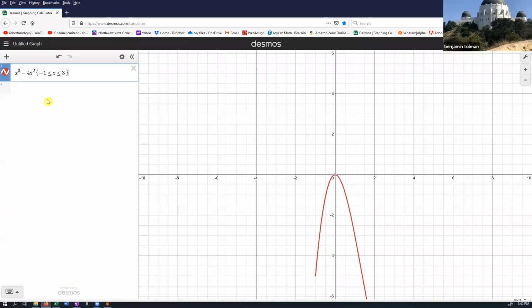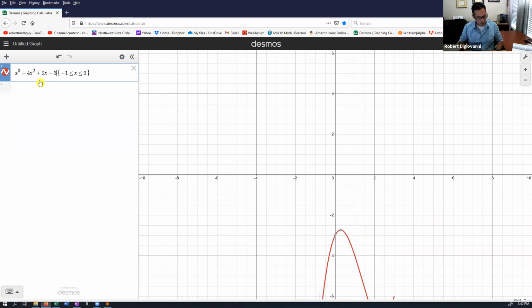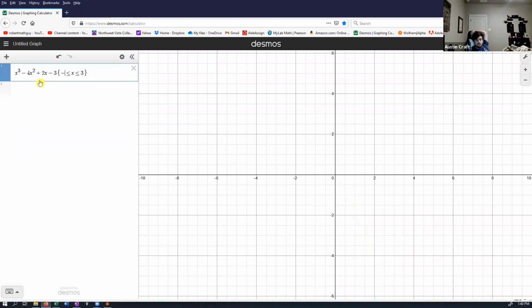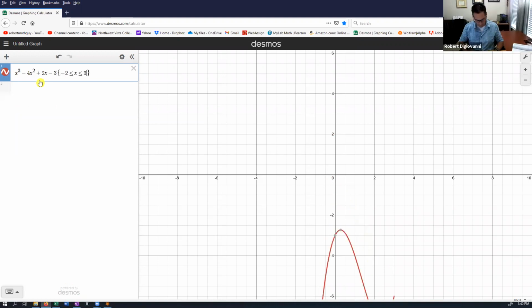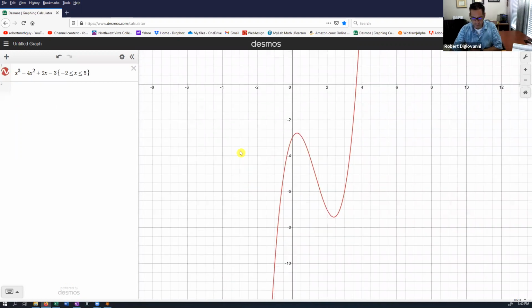Plus 2x minus, plus 3. Plus 2x minus 3? Yes. On negative 2, 5. Negative 2, 5. Okay, so there was the graph, right?